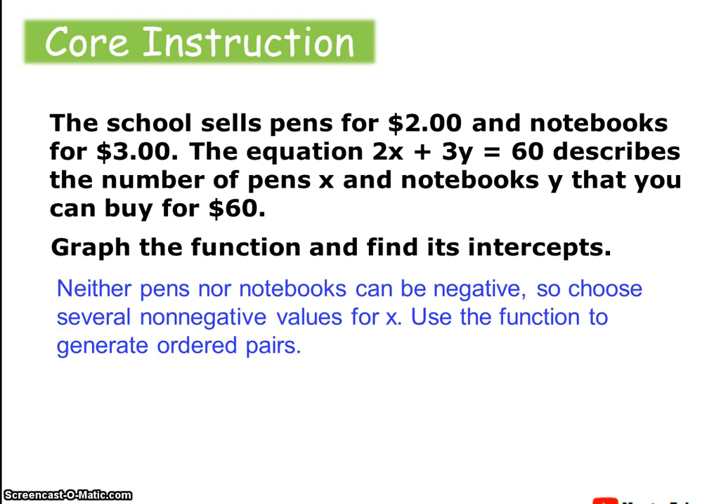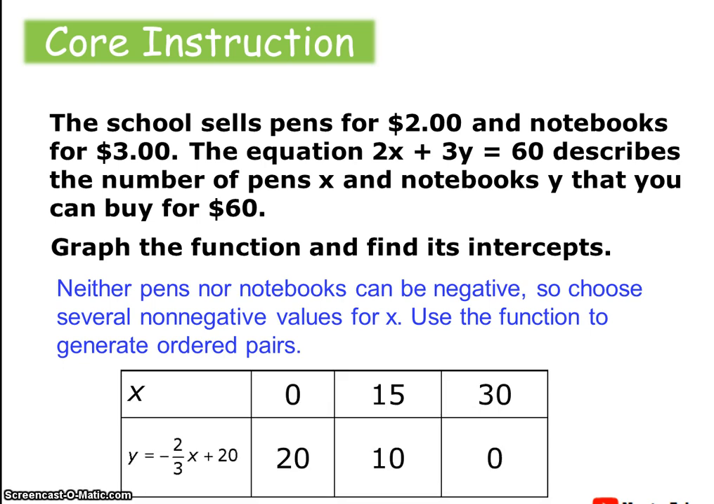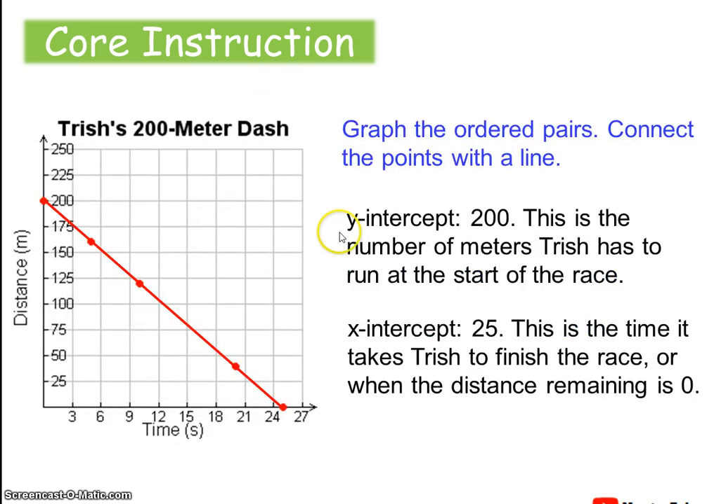Once again, we can't have negative pens or notebooks, so we're going to choose several non-negative values for x. I chose 0, 15, and 30. The reason why I chose those numbers is that I know I'm finding 2/3 of a number. Now notice that I did rewrite this equation. I rewrote it in y equals form.